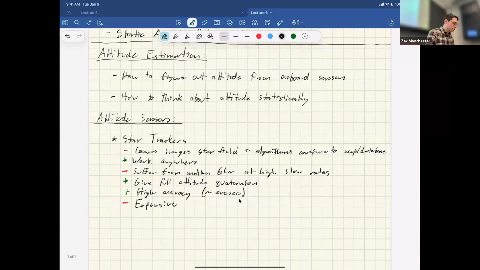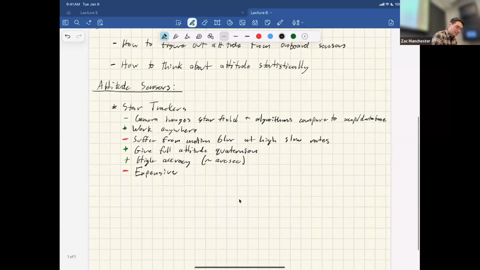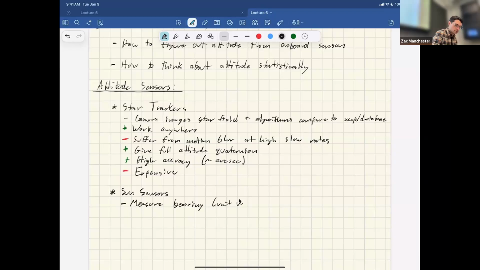Sun sensors? Sun sensors. These are also good to talk about. So let's see, what do we say about these? These guys basically measure the bearing vector to the sun, so basically a unit vector in the body frame. We'll call this S with a little B on it.